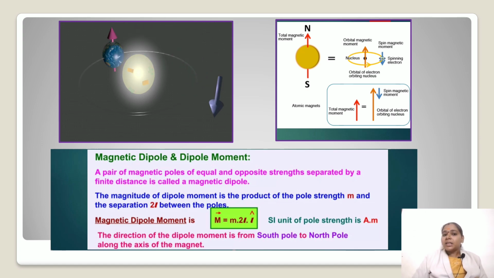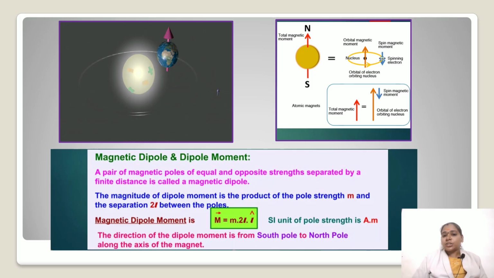As shown on this slide, the magnitude of the dipole moment is calculated using this formula: capital M vector is equal to small m into 2L into l cap. Each letter represents: m is the pole strength, 2L is the distance between the poles, so L is half the separation, and l cap indicates the direction along the axis of the dipole. So these values tell us how strong the magnet is and in which direction it acts. The SI unit of the pole strength is ampere meter, and since the moment is a product of this with distance, the unit of dipole moment is ampere meter squared.